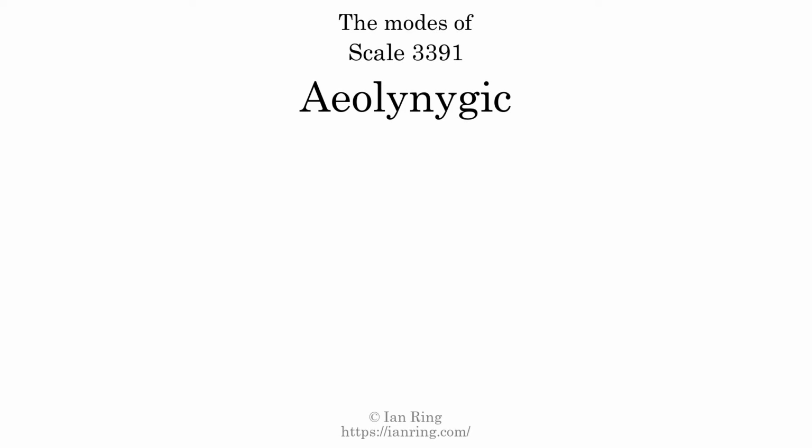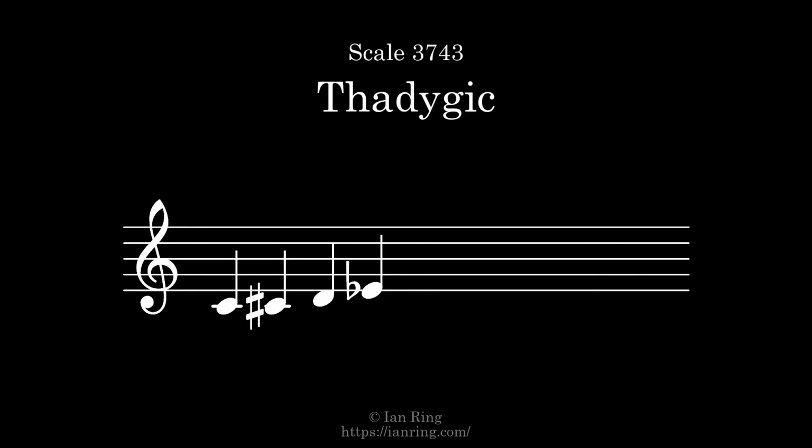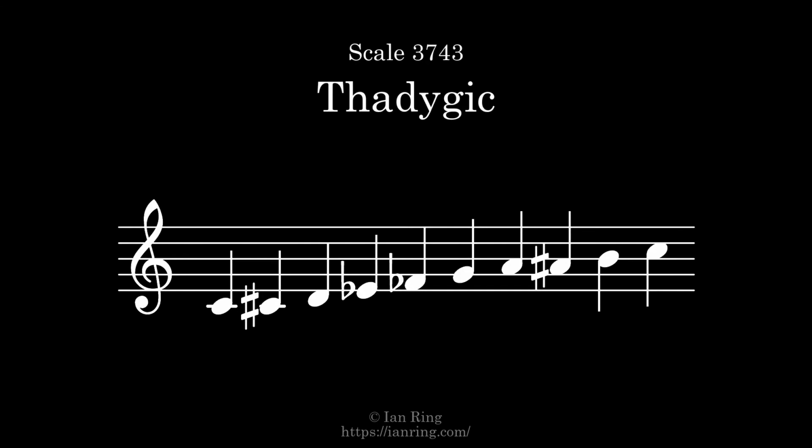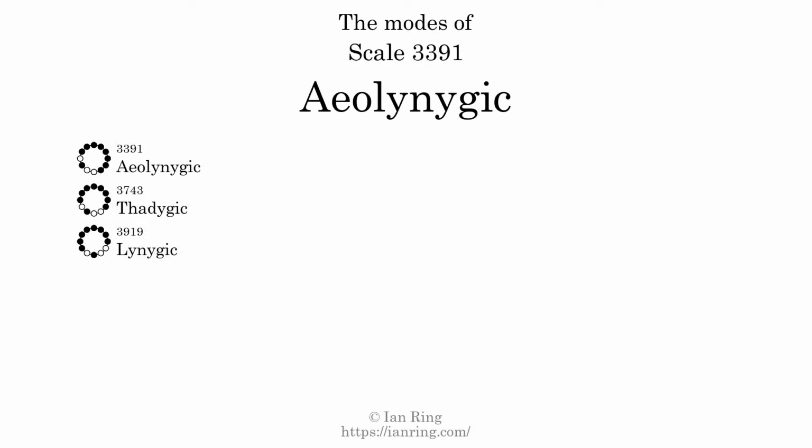This scale has 9 modes. The first mode is itself. The second mode is scale 3743, also known as Aeolynygic. It sounds like this. The third mode is scale 3919, also known as Aeolynygic. It sounds like this.